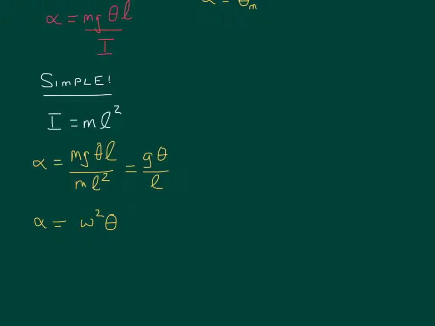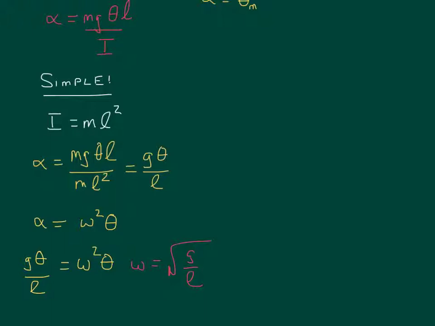Just like in the linear version, linear acceleration is omega squared times linear displacement. For angular, we have alpha equals omega squared times theta. So we have two expressions for alpha. We're going to set them equal to each other. We're going to say that omega squared times theta is equal to g times theta over L. We can cancel out our thetas, and we can find that omega is equal to the square root of g over L.